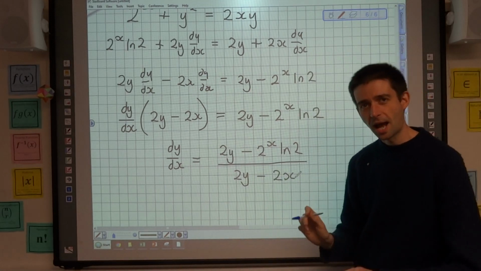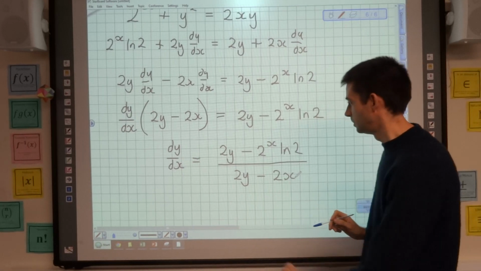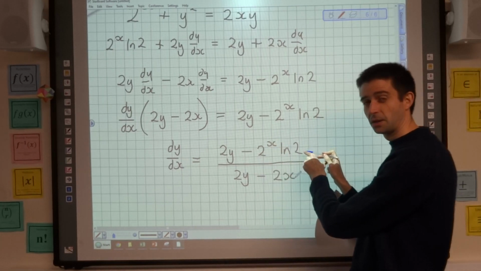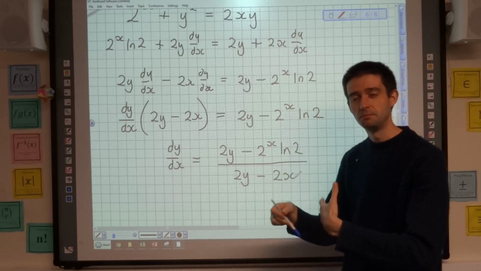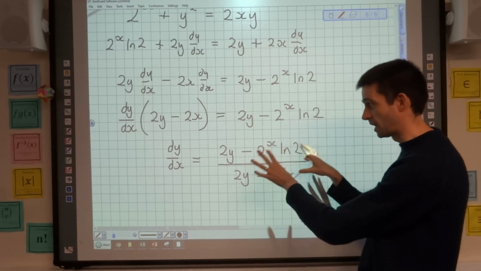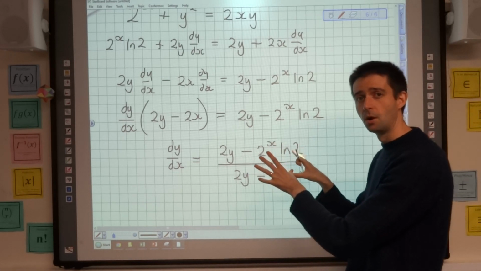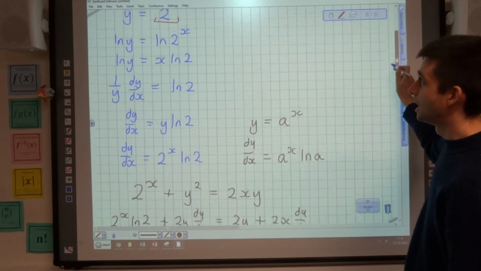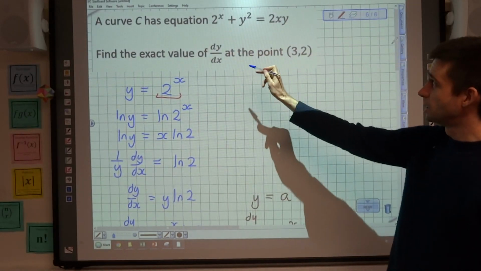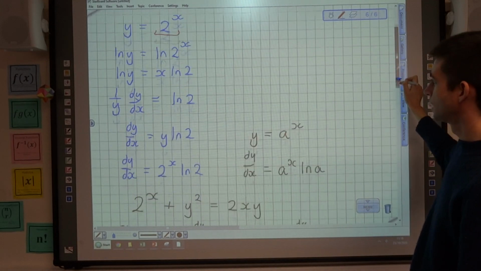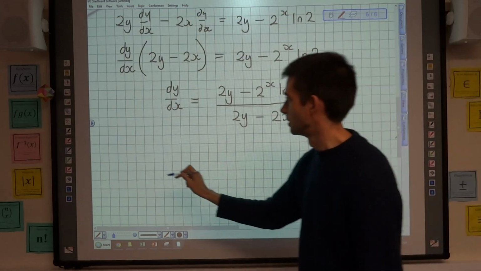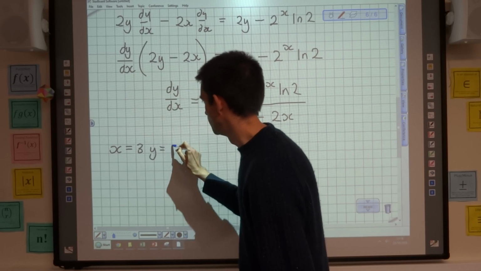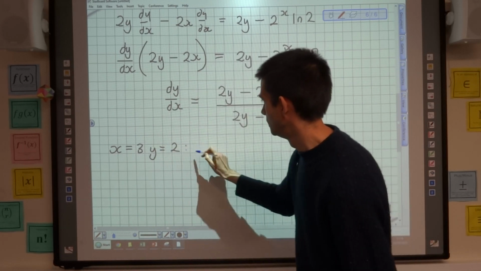Now crucially, you cannot simplify that expression because you cannot cancel that 2 because it's the power of x. You cannot cancel down that 2 because it is being ln'd, it's being put into the ln function. So that is the simplest form of dy dx. And what we've been asked for is the exact value of dy dx at the point 3, 2. So what I'm going to do now is I'm going to substitute in x equals 3 and y equals 2 to this expression for dy dx.